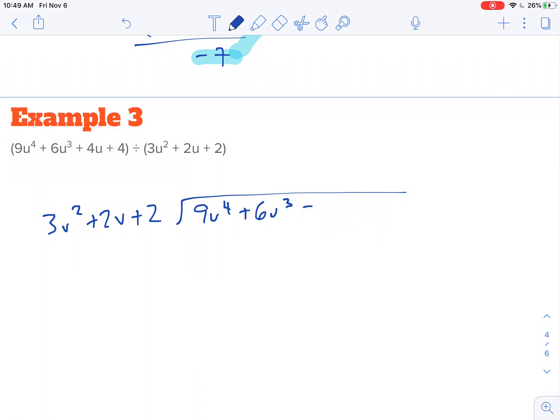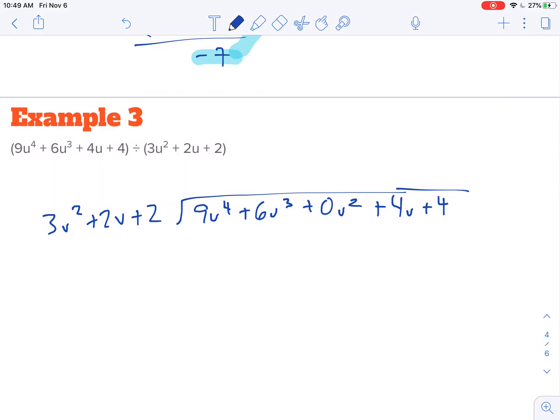So after I write the 6u cubed, I'm going to write plus 0u squared. And I could write minus 0u squared. I can write whatever sign I want, but I need to have that 0u squared in, plus 4u plus 4. If you don't have that in, it's going to throw off all your long division.